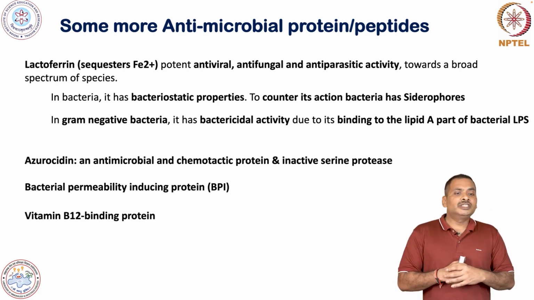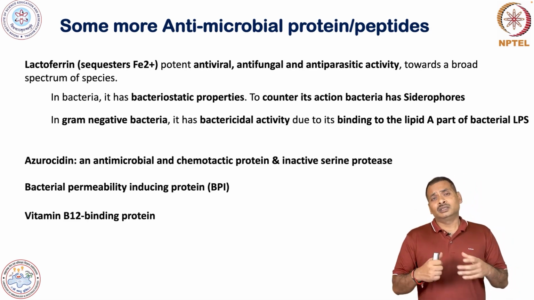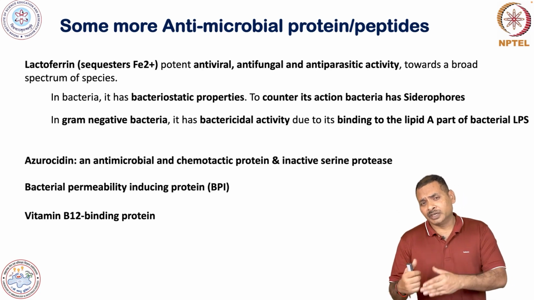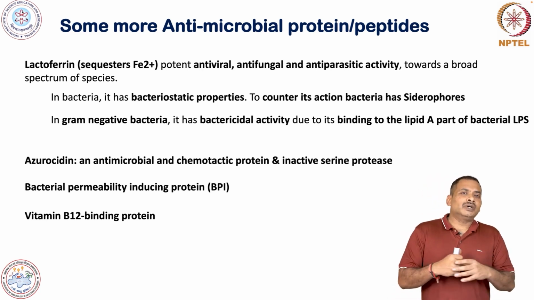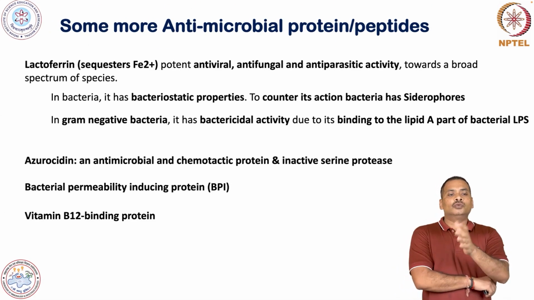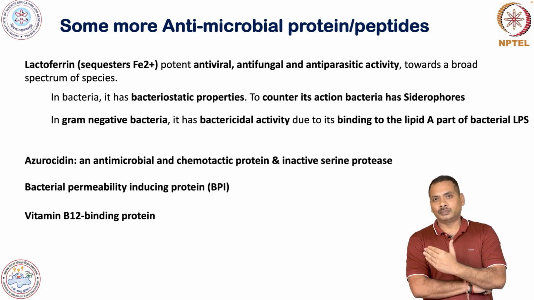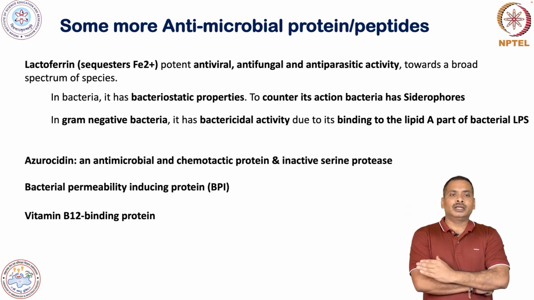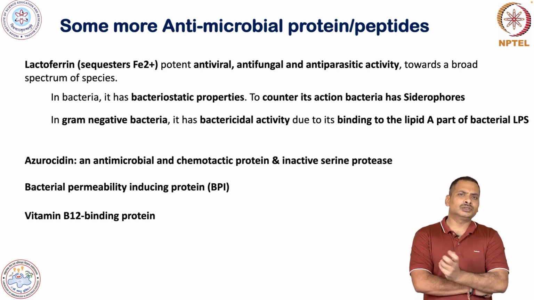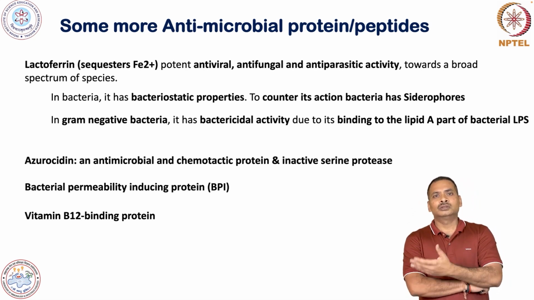There is a vitamin B12 binding protein. It seems it plays a very important role in antimicrobial activity. Some microbes may need vitamin B12 for their growth, so the vitamin B12 binding protein also plays a very important role as an antimicrobial peptide or protein. It sequesters the vitamin B12, which is needed for the microbe to replicate.